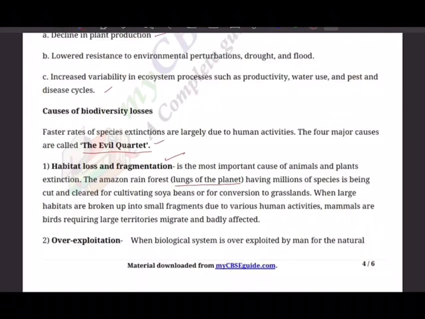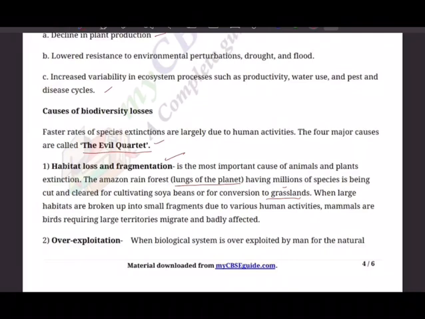The Amazon rainforests, which are the lungs of the planet, having millions of species, are being cut and cleared for cultivating soya beans or for conversion to grasslands. And it is so sad that the presidents, the people who are in power positions, do not have any sort of responsibility. We don't say that they are leaders, unfortunately they are becoming bosses. And the bosses, as all of you know, will not listen to anyone. They just show that bossism.